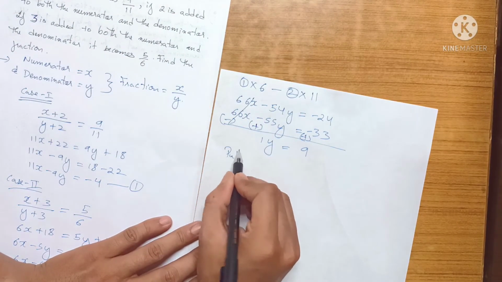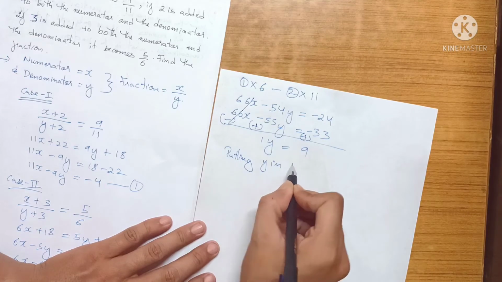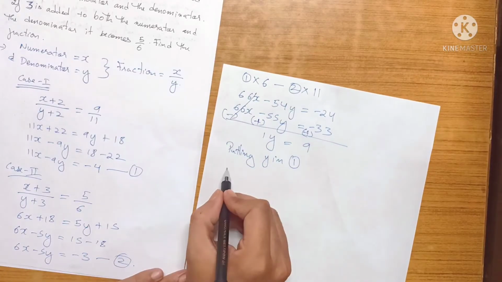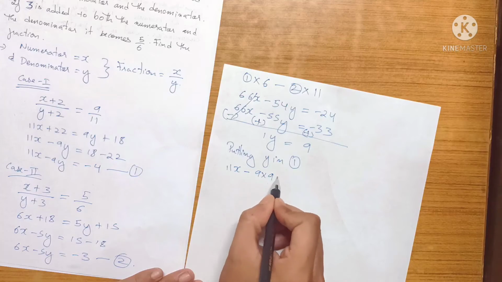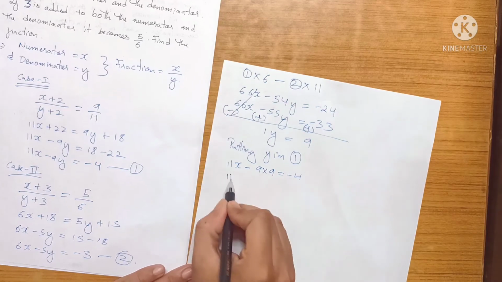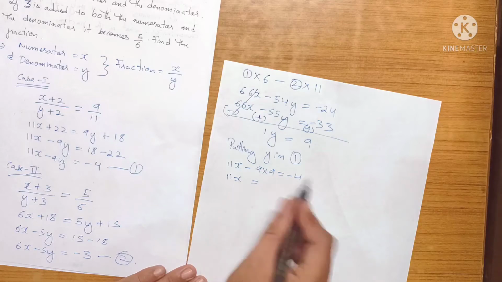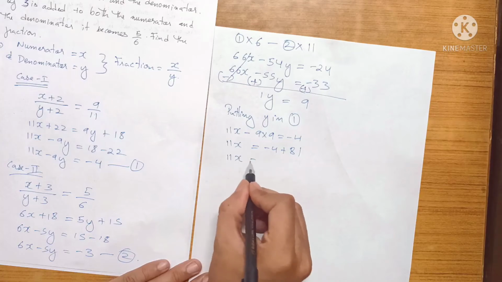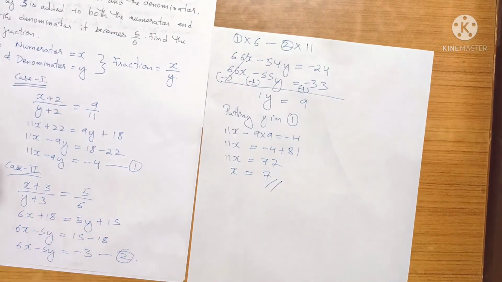So putting y in, let's put it in equation 1 or 2, anyway. 11x minus 9 into 9 equal to minus 4. 11x equal to minus 4 plus 81, which is plus 77. So 11x equal to 77, x equal to 7.